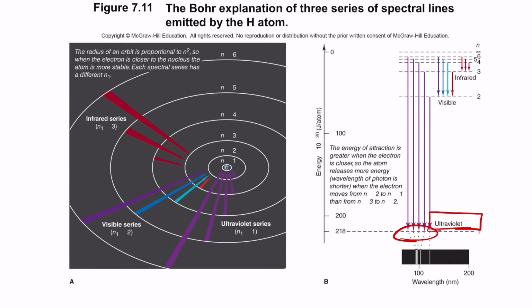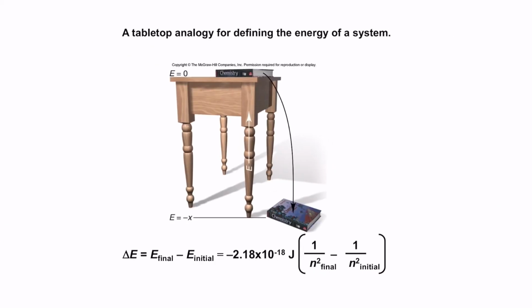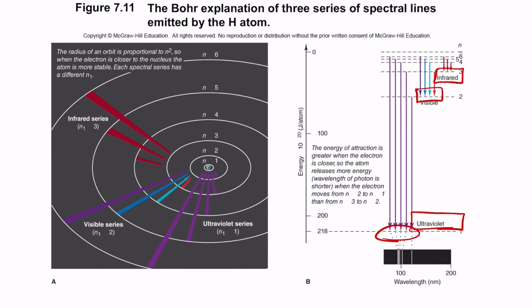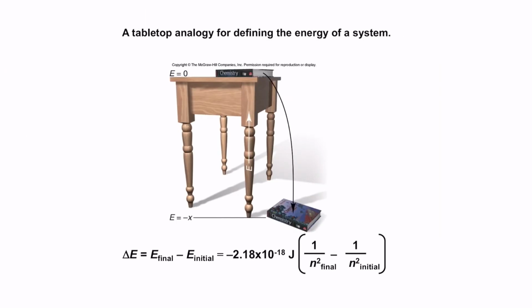When you go directly into the second energy state, that releases visible radiation. When you go directly to the third energy state, it releases infrared radiation. So these were given what we call a series of names. These series are the Balmer series, Paschen series, and Lyman series. These are some of the common names given.